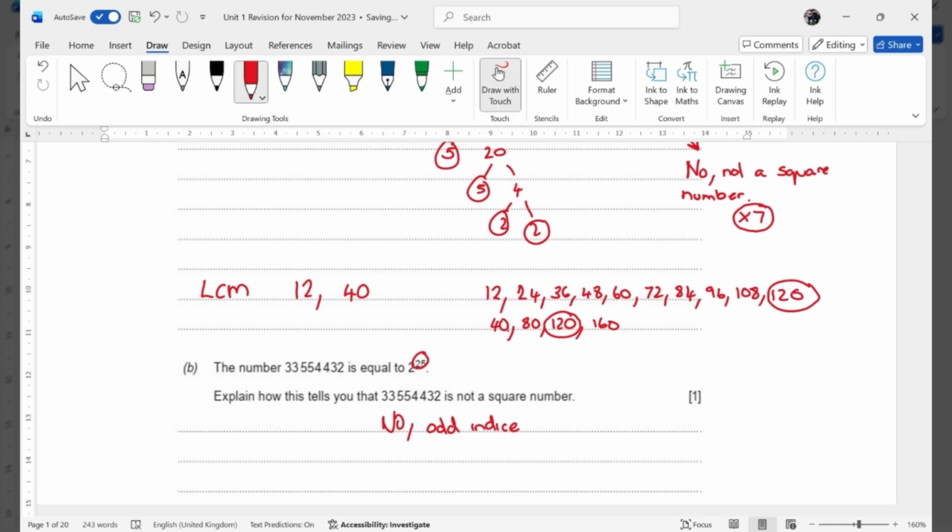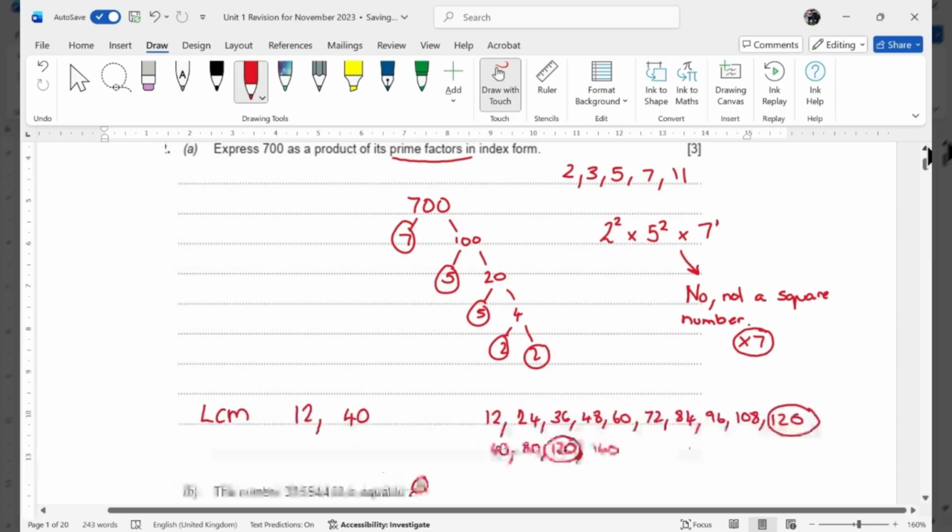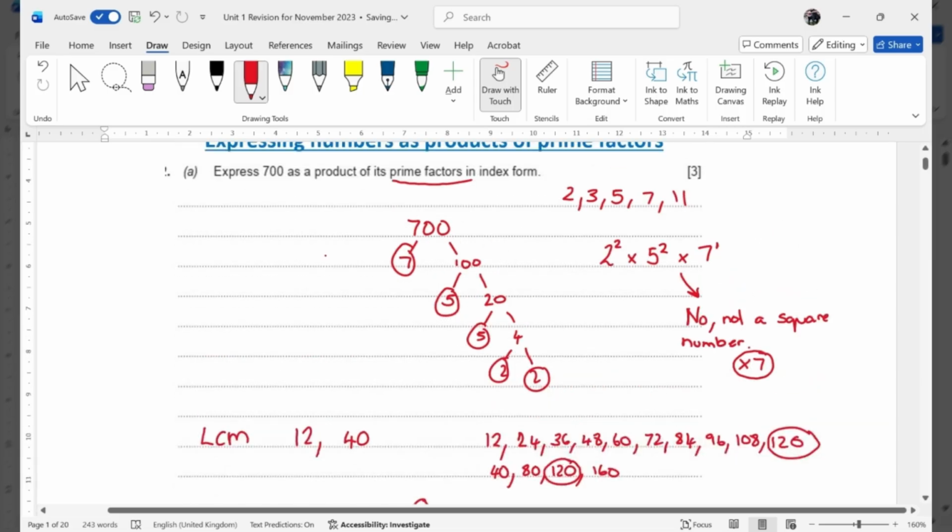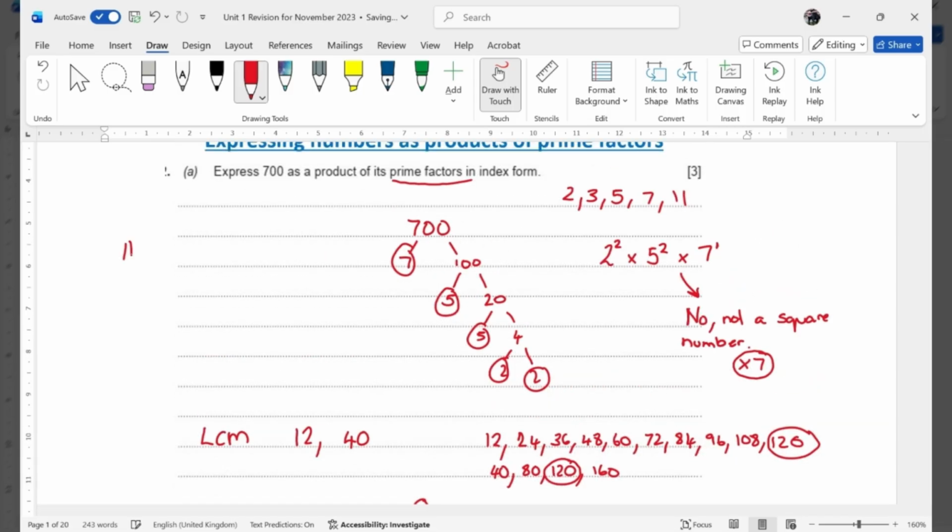The other thing it could ask with this question, because I am going to give you as much info as I can, the only other thing that could be attached to a product of primes is HCF, highest common factor, okay? So if I said, what's the highest common factor of 700 and, I don't know, 105? Then I've done the tree for 700, it's here, but in part B I'd now need to do the tree for 105.